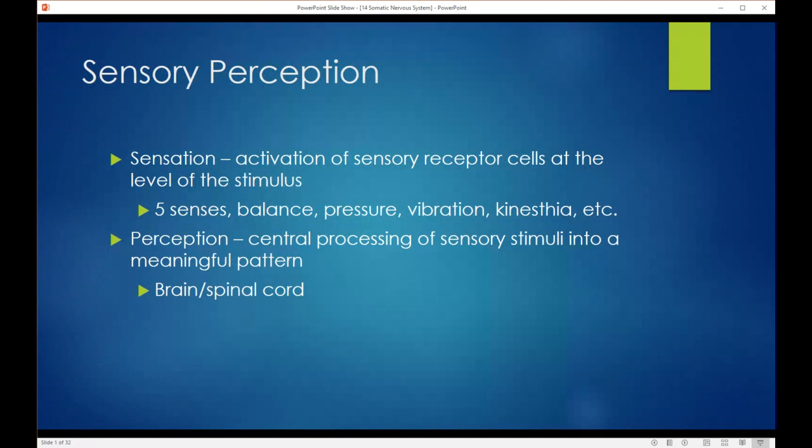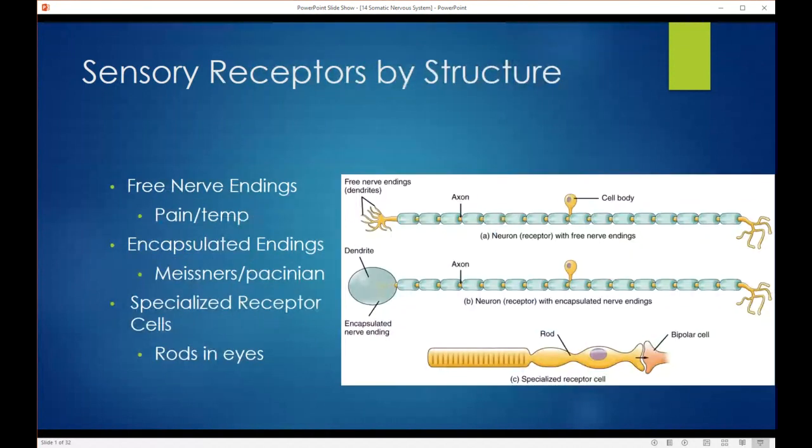And then there's the perception. The perception is actually that central processing. So we have to process all of that sensory stimuli into a meaningful pattern, and we do that through our brain and our spinal cord. So there's different types of sensory receptors. We have free nerve endings. Free nerve endings we looked at when we talked about the integumentary system. Remember, those are often associated with pain or temperature readings.